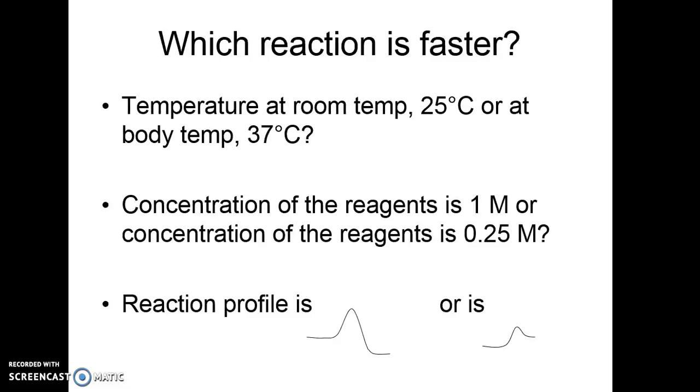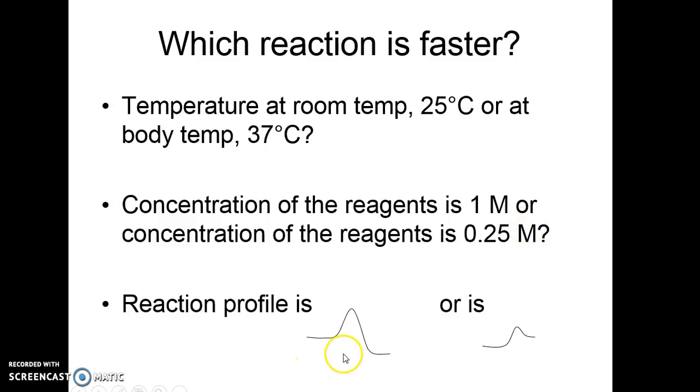So now, with what you know, which reaction will be faster? One at 25 degrees Celsius or one at 37 degrees Celsius? Well, this is the higher temperature, so that's faster. Which one's faster? Higher concentration, right here, or lower concentration? Of course, it's the higher.